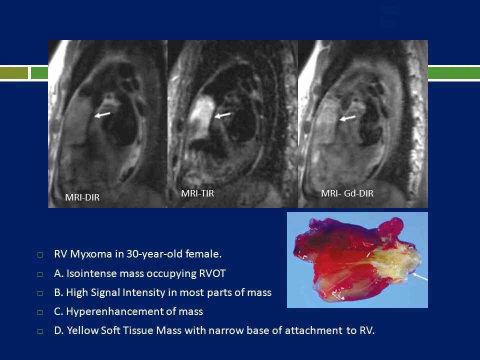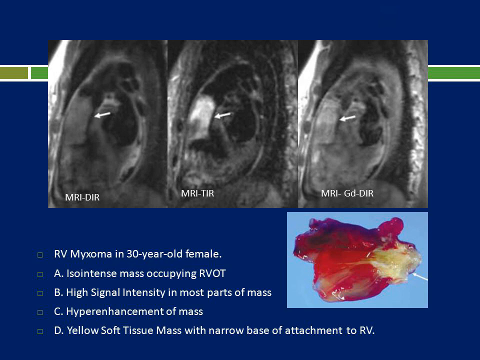RV myxoma in a 30-year-old female. A, iso-intense mass occupying the RV. MRI T1, MRI T2, MRI Gd. RV myxoma in a 30-year-old female.